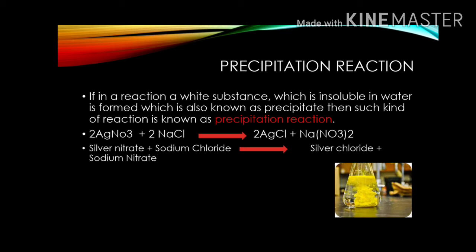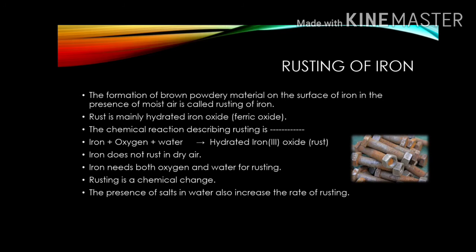So 2AgNO3 plus 2NaCl, and when they react with each other, then the product will be 2AgCl plus NaNO3, and this is a balanced reaction. Silver nitrate plus sodium chloride, what do they give? Silver chloride plus sodium nitrate. Now that was all about the chemical reactions.